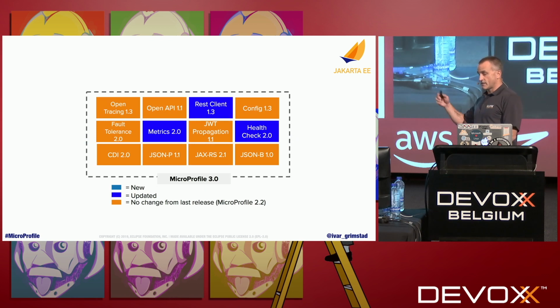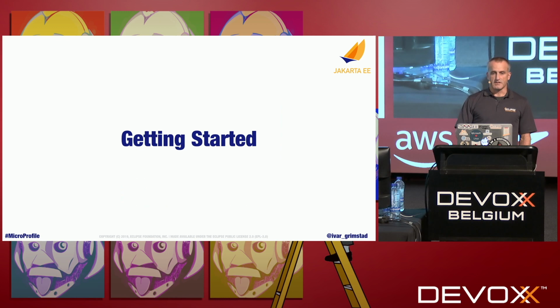But as I said, it's a set of APIs, and we'll be focused on the programming model and the APIs here in the context of microservice patterns. So how do we get started with MicroProfile?